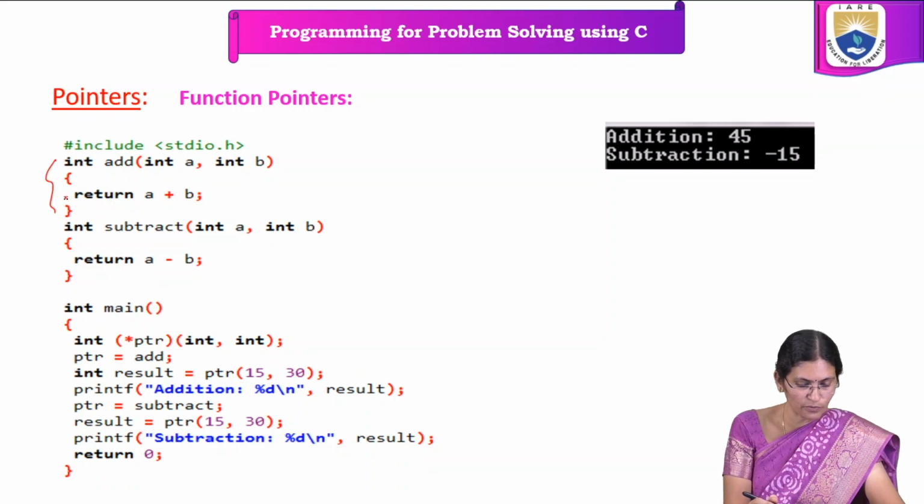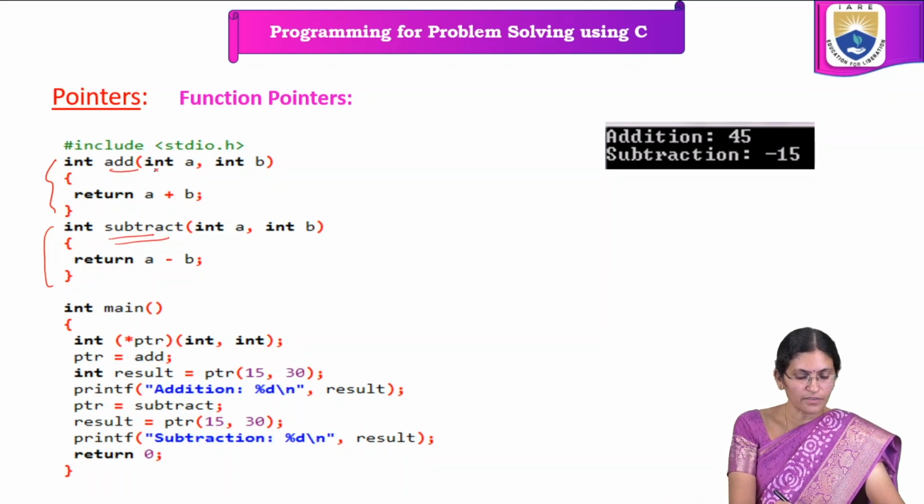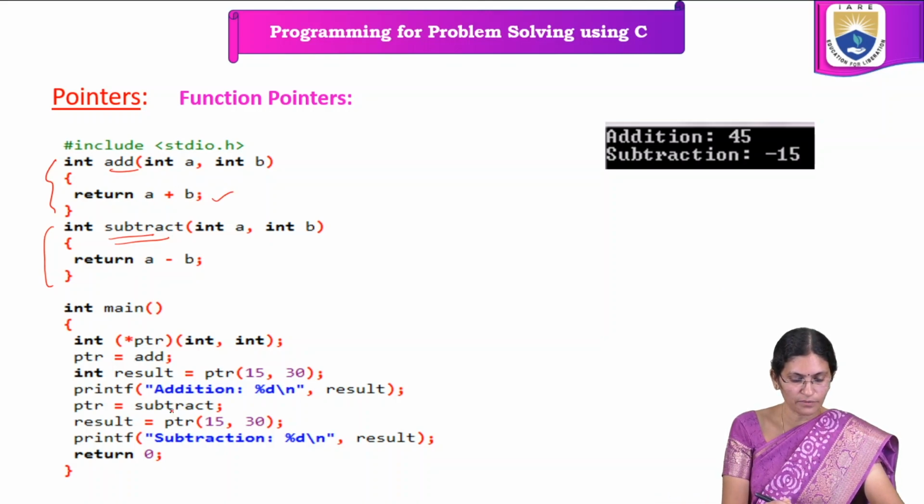Here we have used two functions. The first function name is add, the other function name is subtract. The task of the first function is to add two numbers and return that value to the calling function. The task of the other function is to subtract two numbers and return the subtracted value to the calling function. So here in the int main function, this is the function pointer declaration.